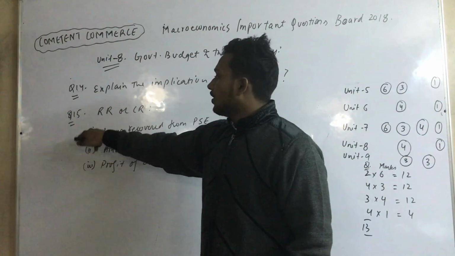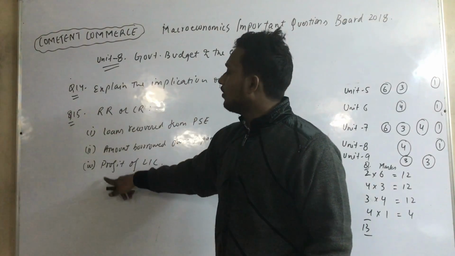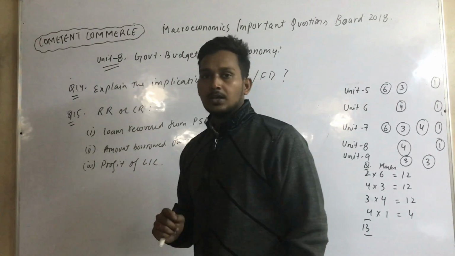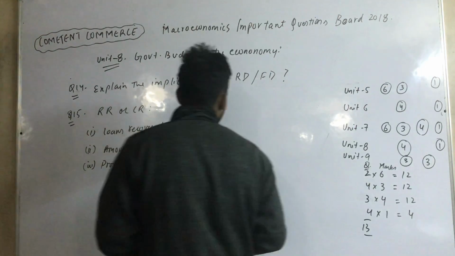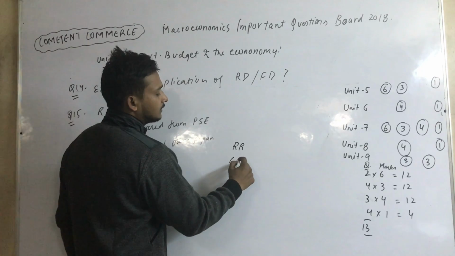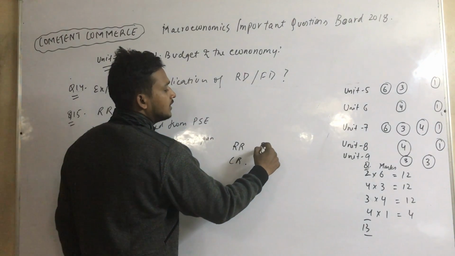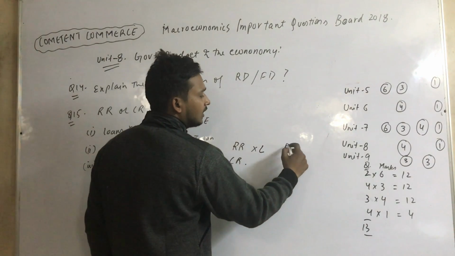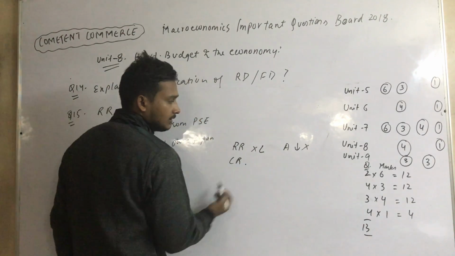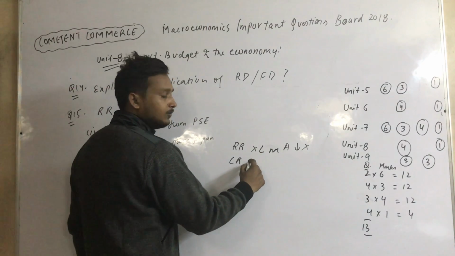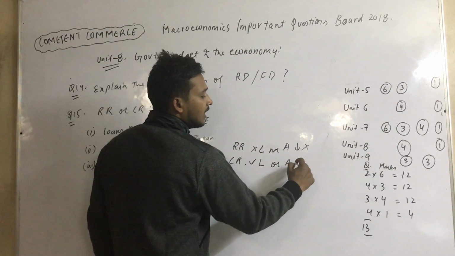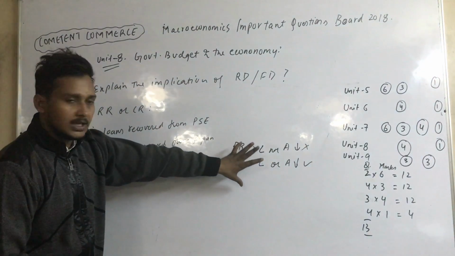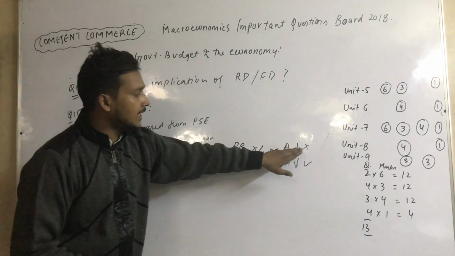Now question number 15 is state with reason whether the following items will be included in revenue receipts or capital receipts. Before that, let me tell you what are revenue receipts and what are capital receipts. Revenue receipts are those receipts which neither create any liability nor cause reduction in the assets of the government. While capital receipts are those receipts which either create a liability or cause reduction in the assets of the government. So please consider this. Revenue receipts neither create liabilities nor reduce assets.